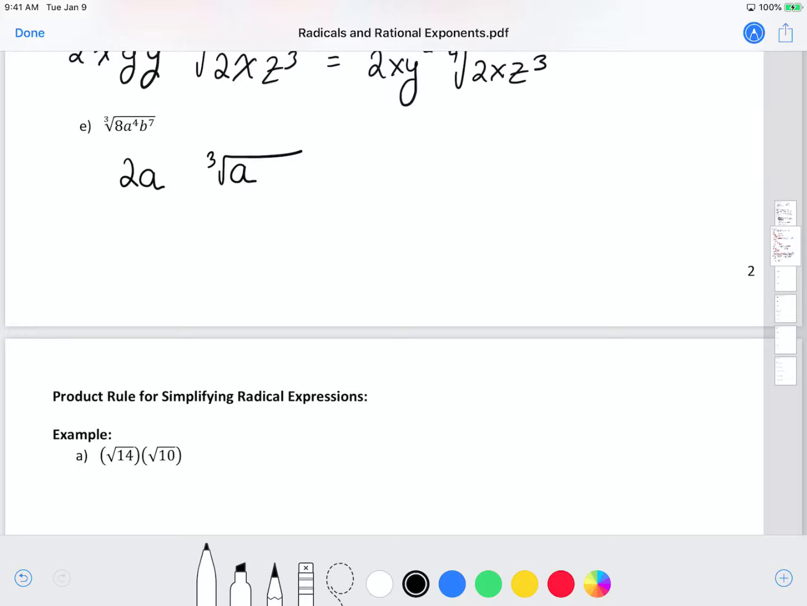3 goes into 7 2 times for the b to the 7th. That 3 goes into the 7th power twice evenly, so I have b squared on the outside, but I still have 1 b left over underneath. So here is my final answer using the shortcut.